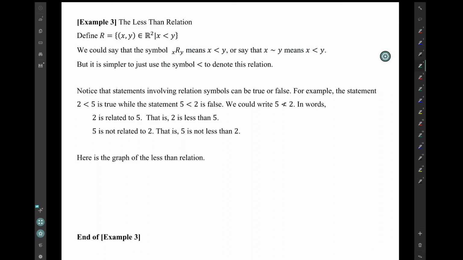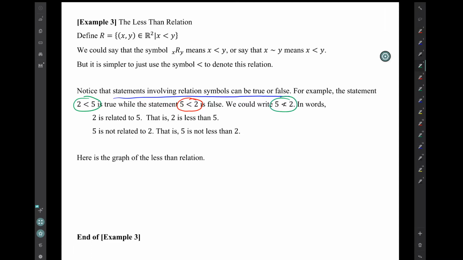Notice that statements involving relation symbols can be true or false. So for instance, this statement is true, while this statement is false. 2 is less than 5 is a true statement. 5 is less than 2 is a false statement. We could write this, 5 is not less than 2. That would be a true statement.